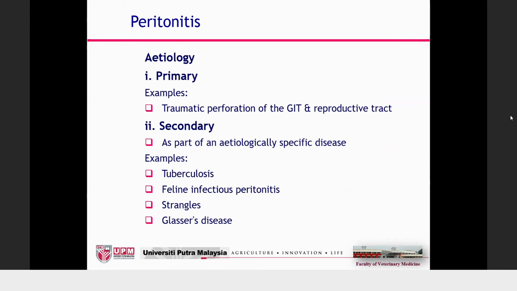But the secondary is always a systemic condition. And usually in this systemic condition, the animal has septicemia, meaning that the agent is present in the blood vessels, and that leads to disturbances or infection that occurs in the abdominal cavity or the peritoneal cavity. Examples are tuberculosis, of course, feline infectious peritonitis due to coronavirus, strangles, and Glasser's disease in pigs. So this is secondary. When you see peritonitis, again, the animal actually has a systemic infection.